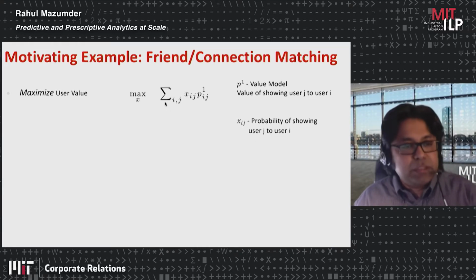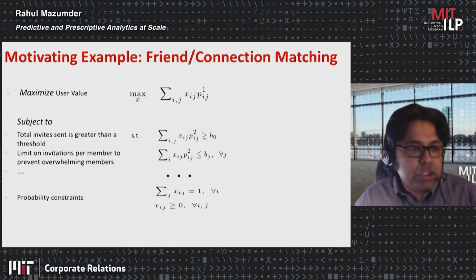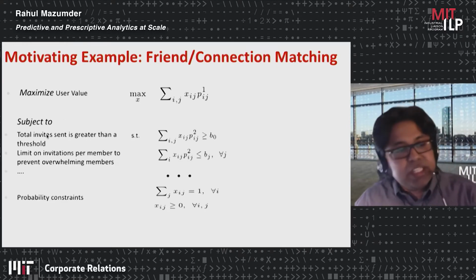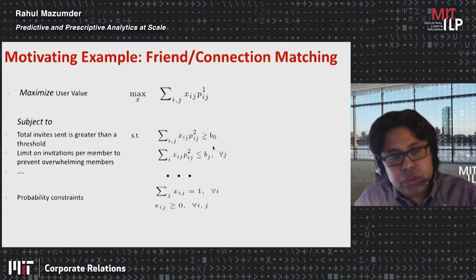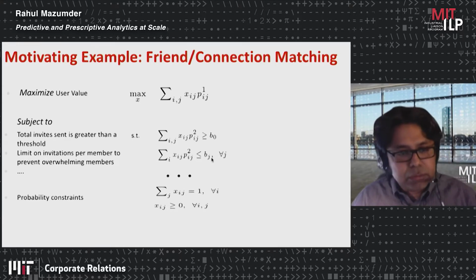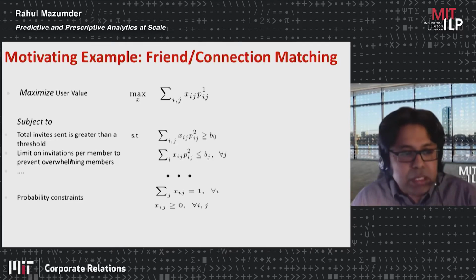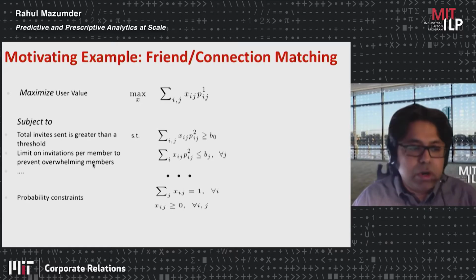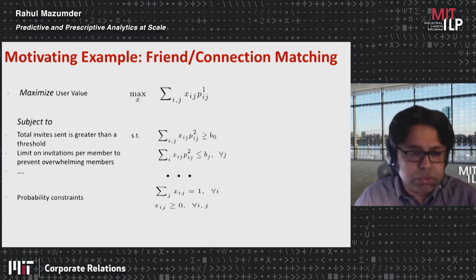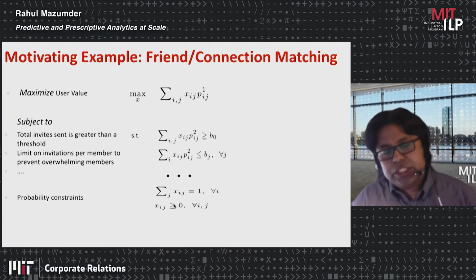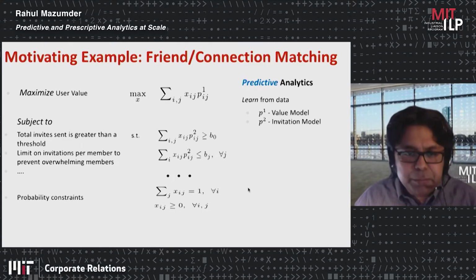Now, of course, we don't want to maximize this in an unconstrained fashion. There are going to be business-specific constraints as well. For example, there can be constraints such as the total invites sent being greater than a certain threshold. These thresholds are user-defined numbers and depend upon the business context. We can also choose to limit the number of invitations for every member in order to prevent overwhelming members. There can be several other constraints depending upon cohort-specific constraints and so on and so forth. There are going to be additional constraints because these decision variables are going to lie in a probability.